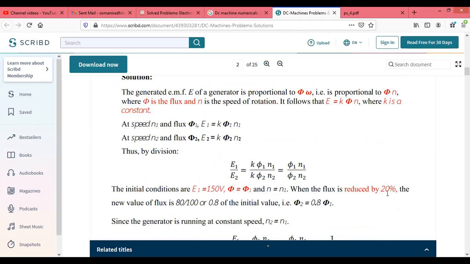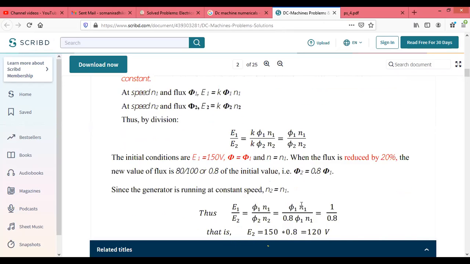How are we saying this? We are saying 20% reduction. Out of 100, 20 is gone, so the value will be 80%. If you take it in percent, it is 80%. If you take it in decimal, you can write 0.8. That will be with respect to phi 1. So we get the ratio of phi 2 to phi 1.